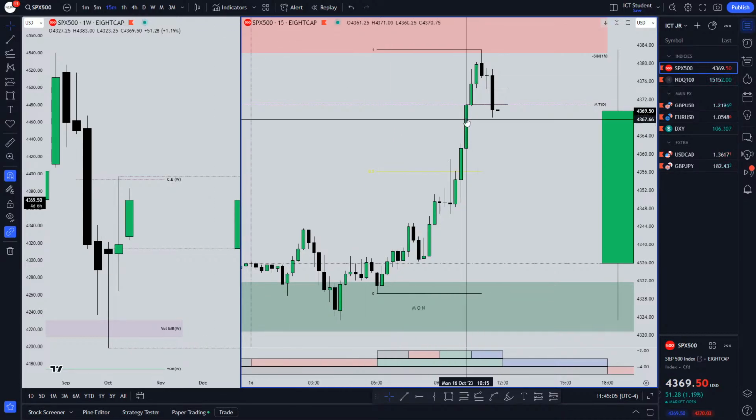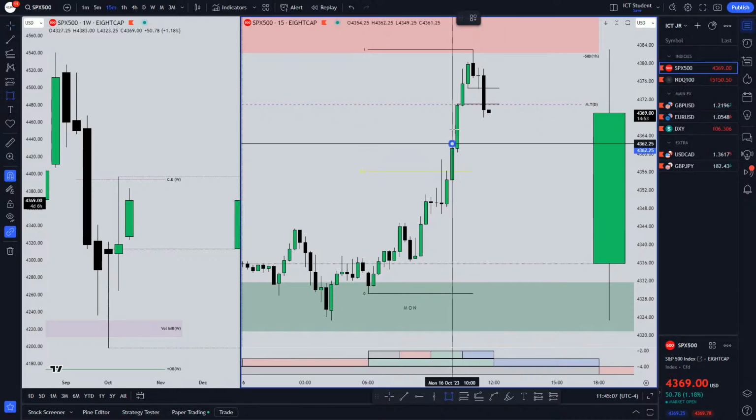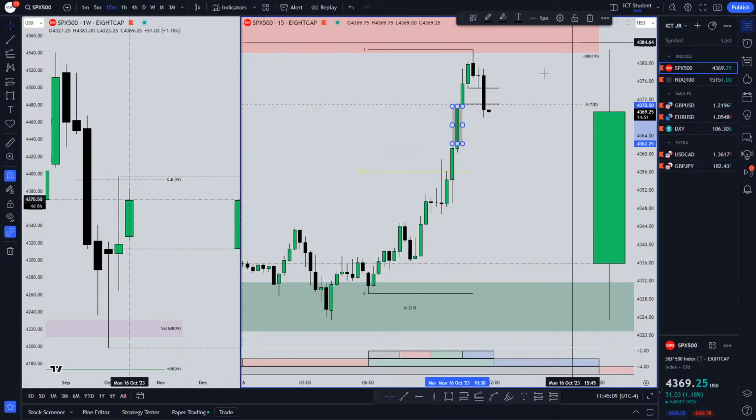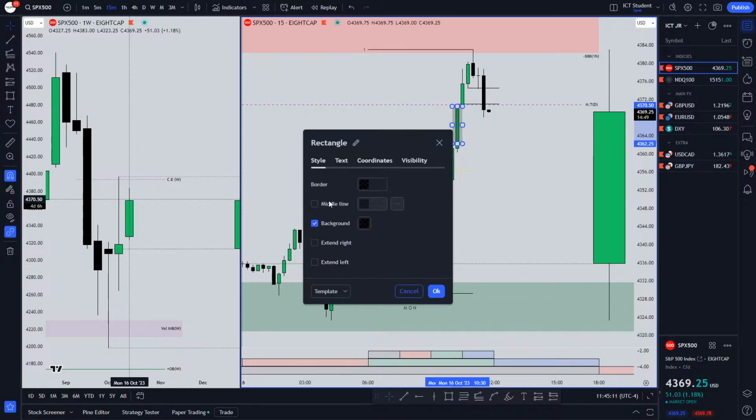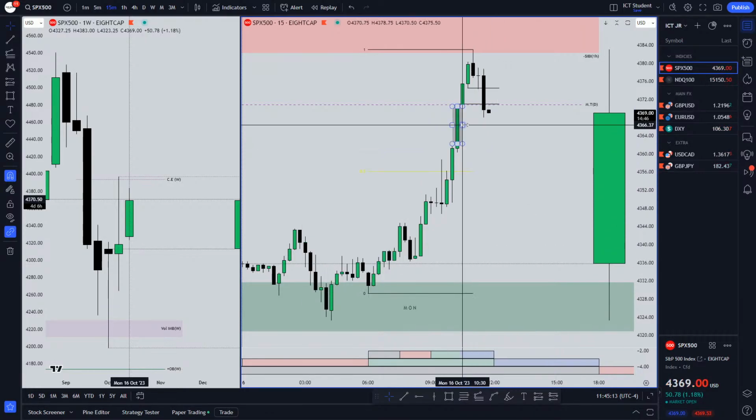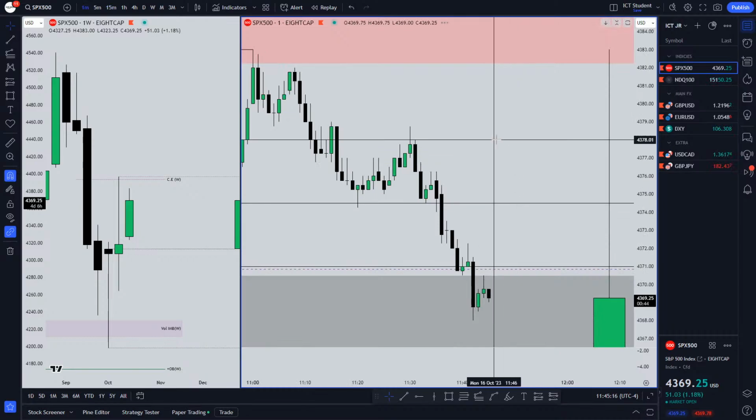So yeah, we are inside of another imbalance right now. Let me mark it out for you. This one right here. Draw the midline. So we are inside another one on the 15-minute time frame. Let's see.